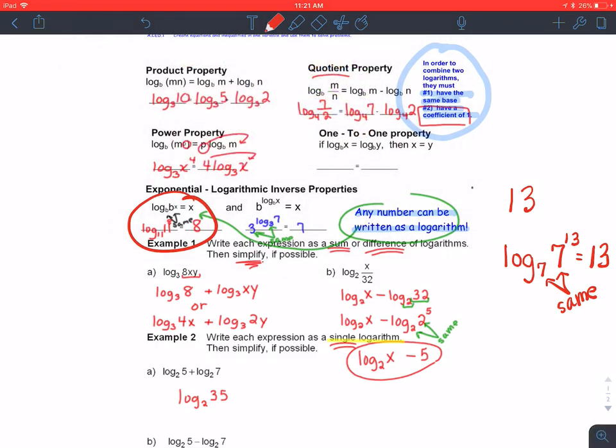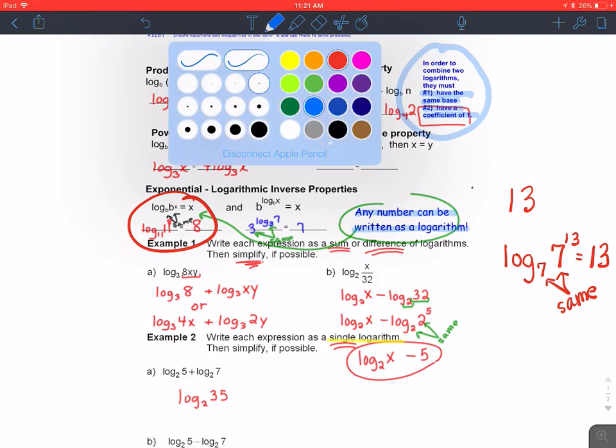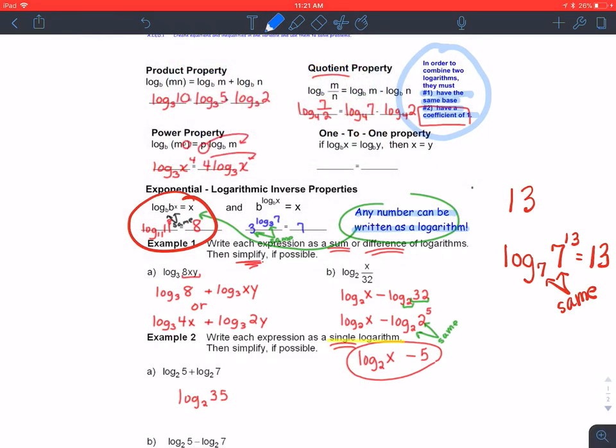Okay, so the one property that we did not get to look at yesterday was the property called the one-to-one property. And I want you to draw a little arrow there and make a note to yourself that this is the one property that only applies to equations. Okay, this is the one that there has to be an equal sign, it has to be an equation for you to execute the one-to-one property.